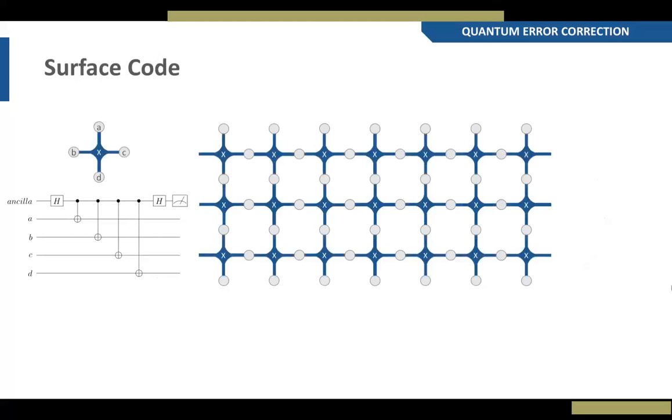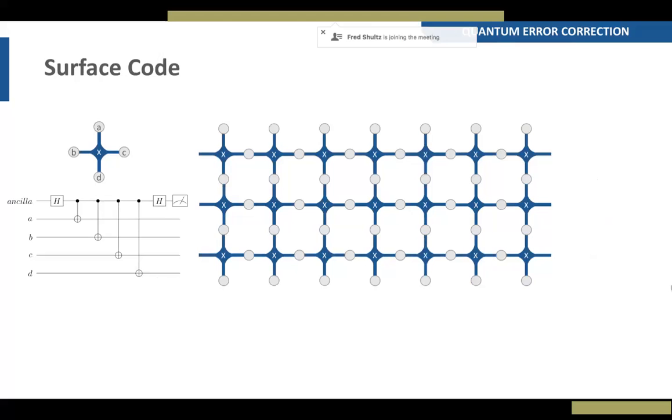And what the ancilla will do is that it will interact with its 4 nearest neighbors through a series of CNOT gates, which perform the parity check on its neighbors. And there are 2 advantages of this circuit, which we also call the stabilizer circuit. This particular one is called the X stabilizer circuit.